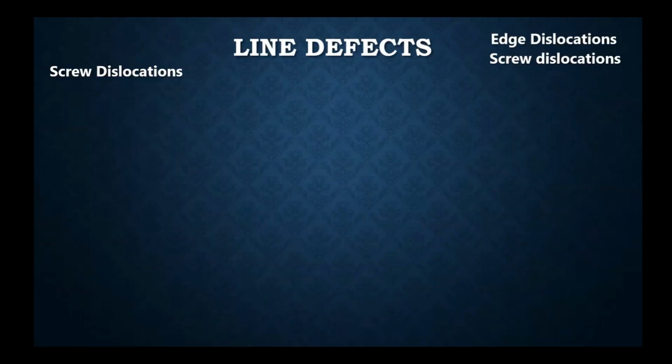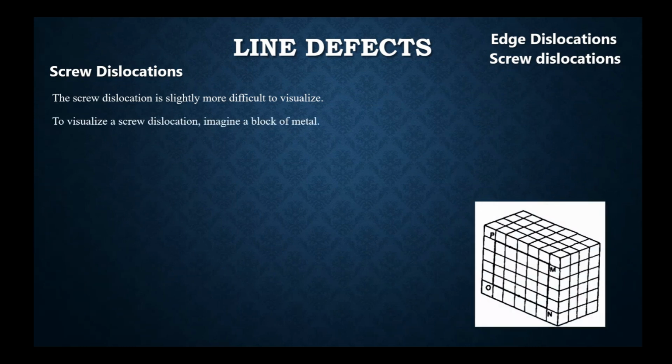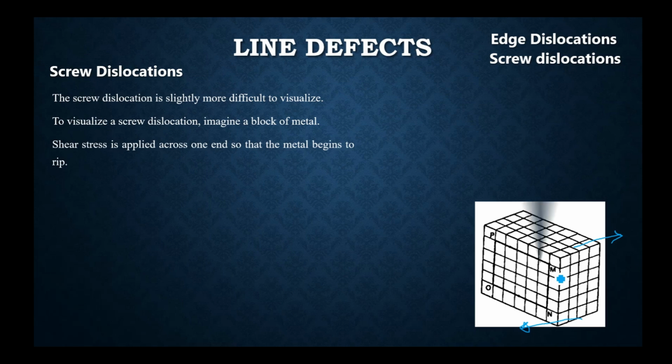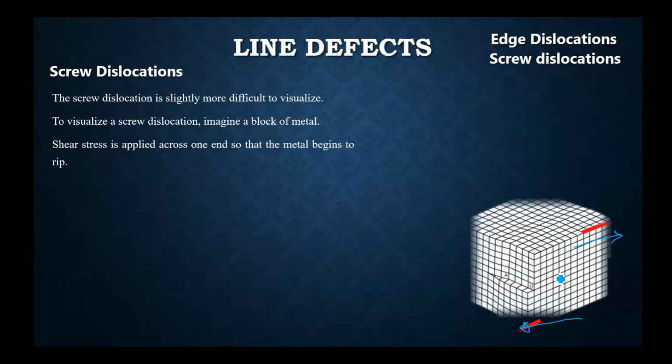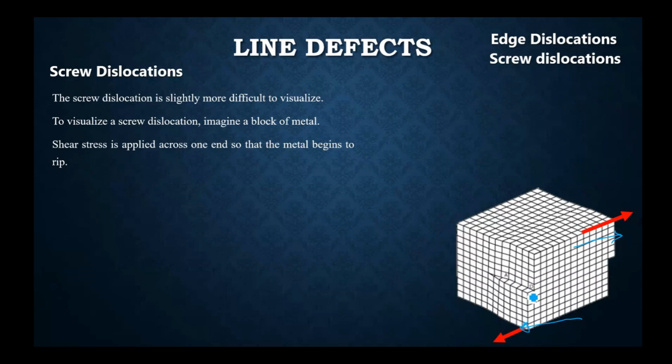All right. Then we looked into screw dislocations, and we said that screw dislocations are slightly more difficult to visualize due to the nature of it. So we had this block of metal in which we applied shear stress on one corner of the block, and as the shear stress was applied, it was seen that the metal started to rip apart. So the action of this shear stress at this corner was that the metal started to rip apart.